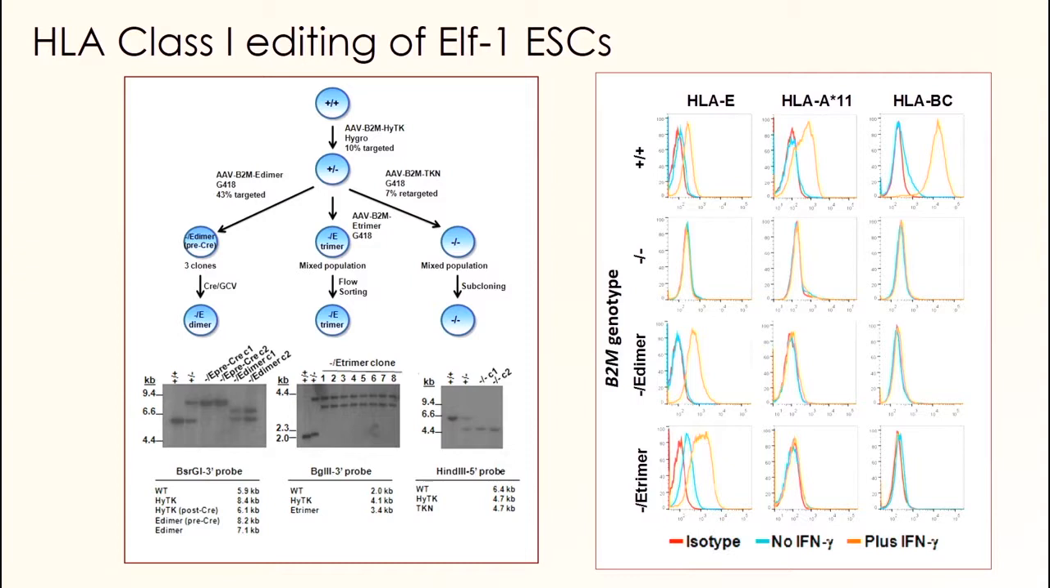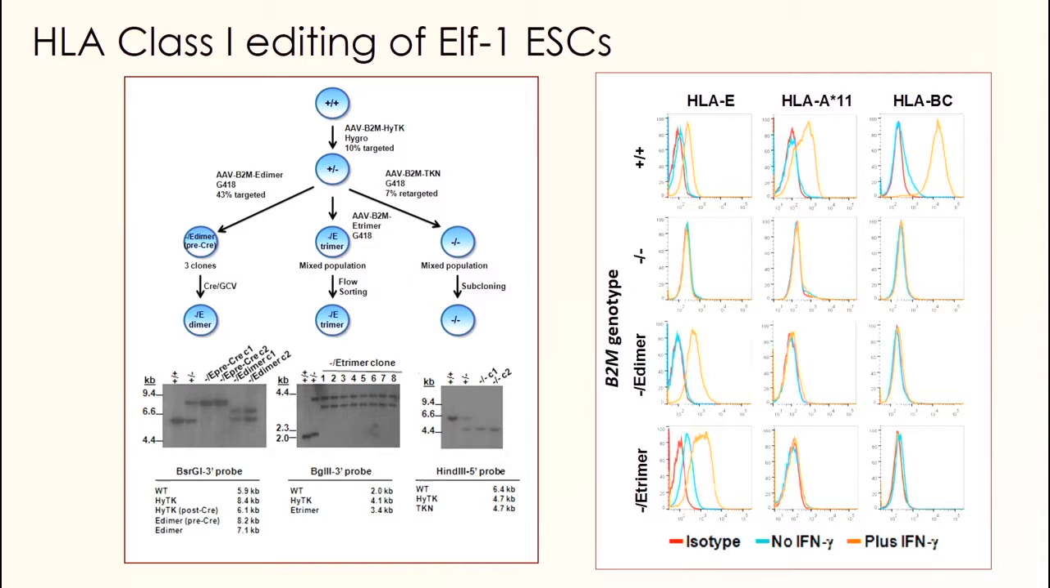And then we can show by flow that the cells are expressing what we think. If you look at a wild type cell, you can see the orange tracing is adding interferon gamma. The red is the isotype, and the blue is no interferon gamma. You can see that you get interferon gamma inducible expression of E, A, B, and C on normal wild type cells, as you would expect. If you make a beta 2 knockout, none of those molecules are on the surface.